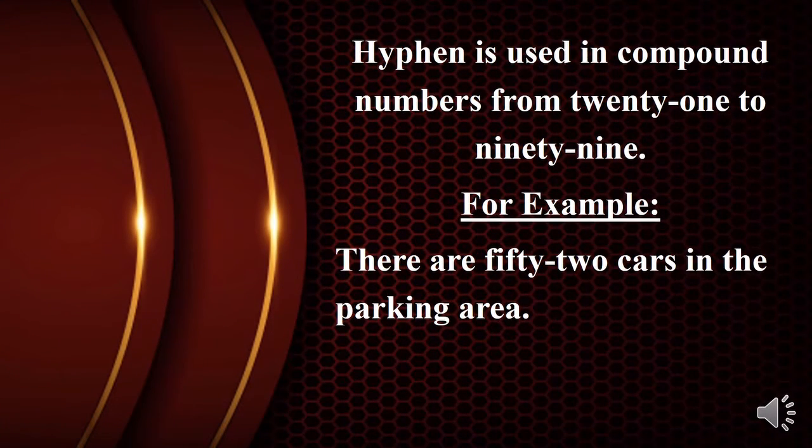A hyphen is used in compound numbers from 21 to 99. As it is evident that a hyphen is used in compound numbers, we have applied a hyphen between 20 and 1 and between 90 and 9. Observe the following example for further understanding. Here there are fifty-two cars in the parking area. Similarly, we have applied a hyphen between 50 and 2 as they are compound numbers. Let's move forward.